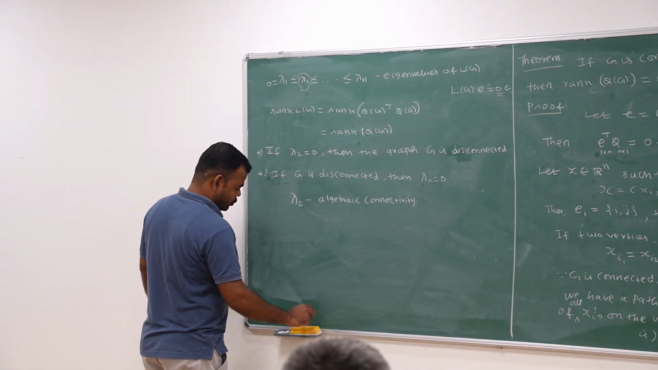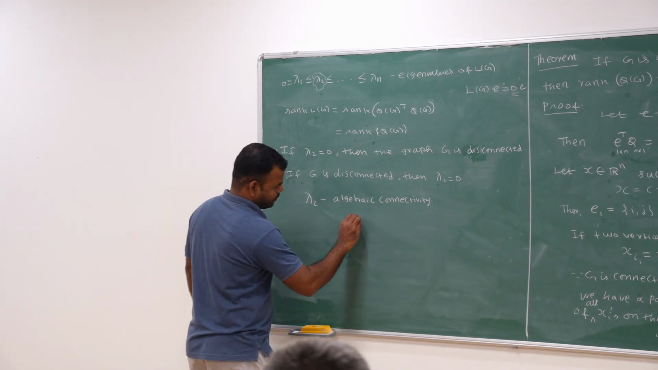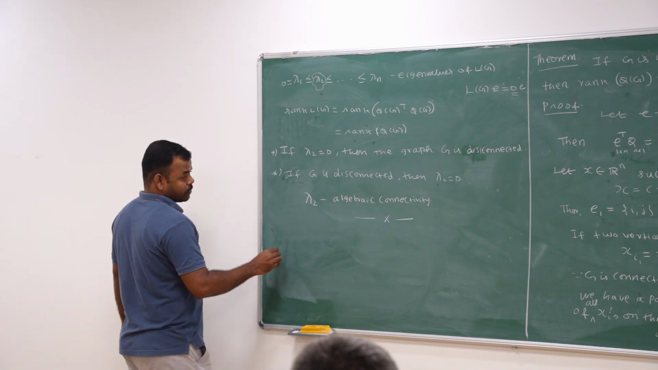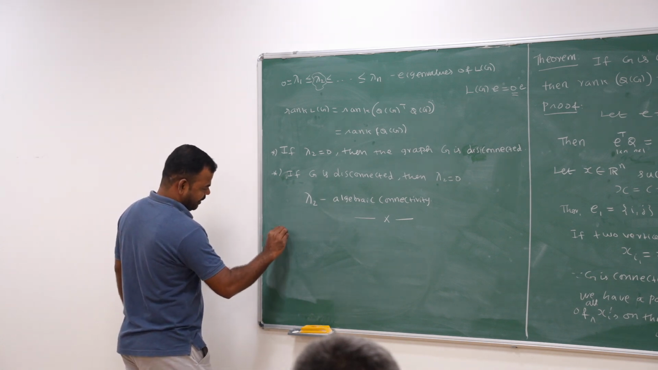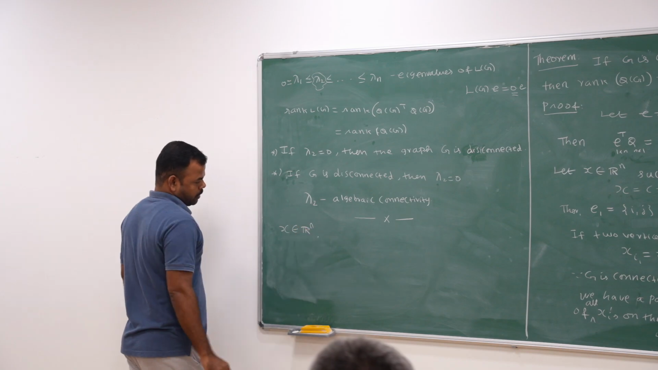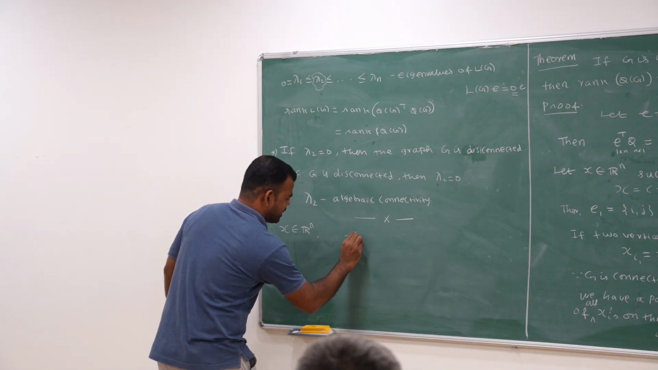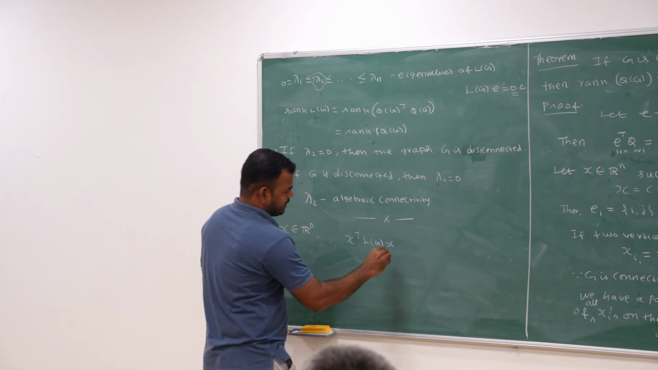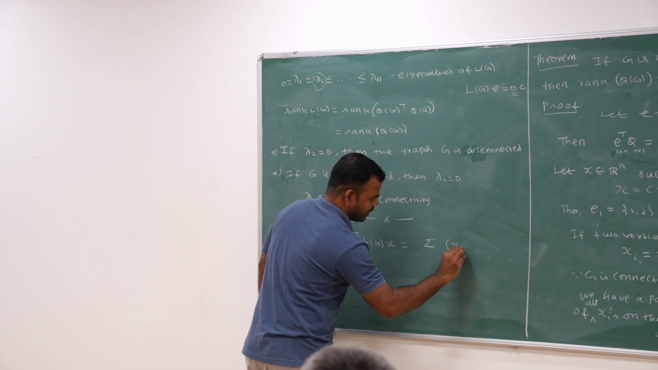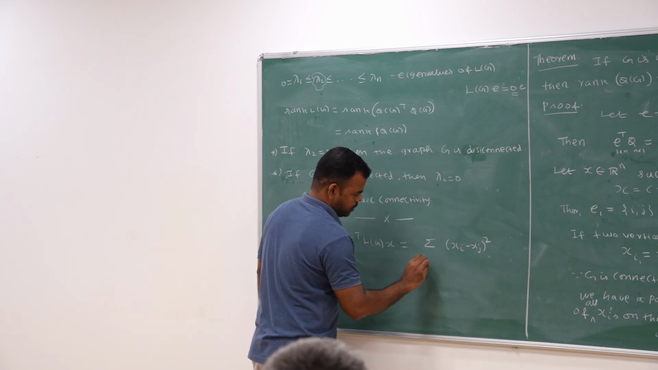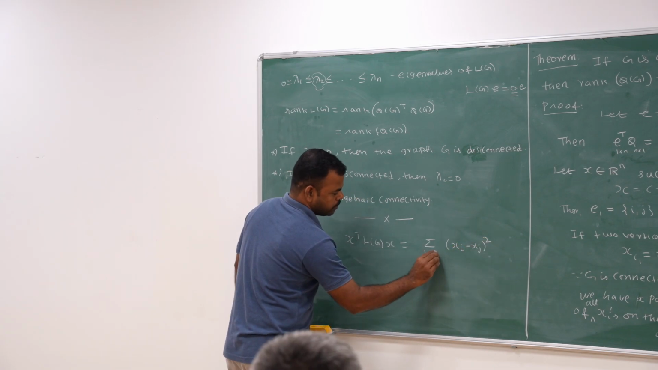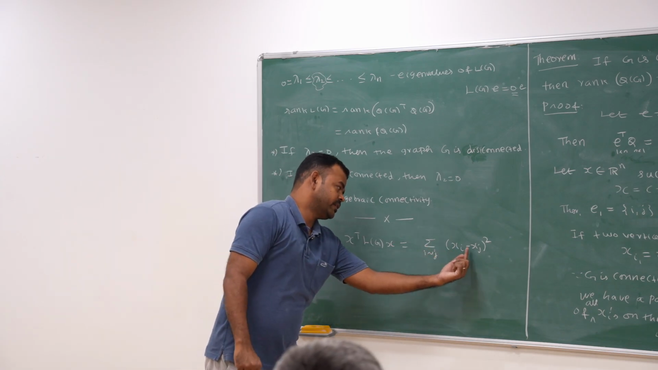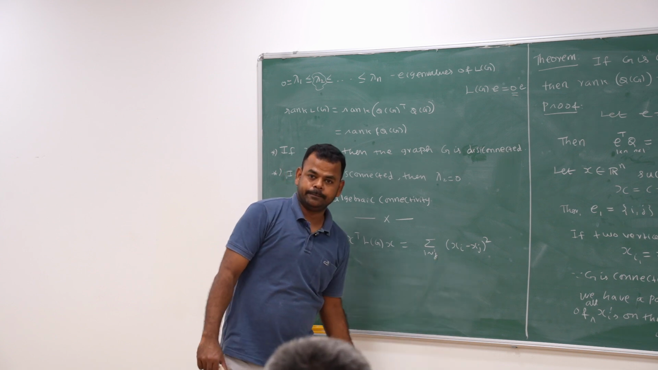And I want to show you one of the important representations of the quadratic form associated with the Laplacian. If I take any vector x in R^n, then this x transpose Lx, the quadratic form associated with the Laplacian, has a nice representation. It can be written as a sum of squares: just take the difference of the entries of the vector which you are choosing along the edges, and square it.